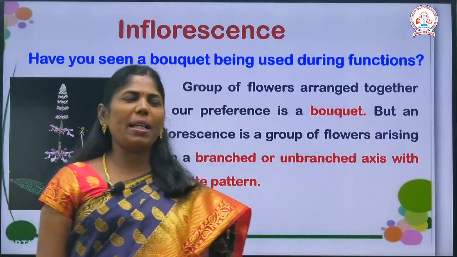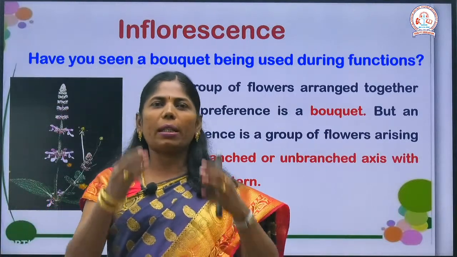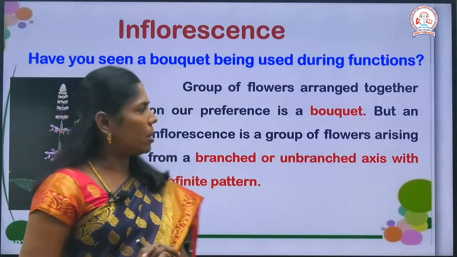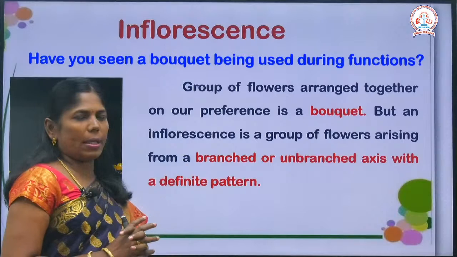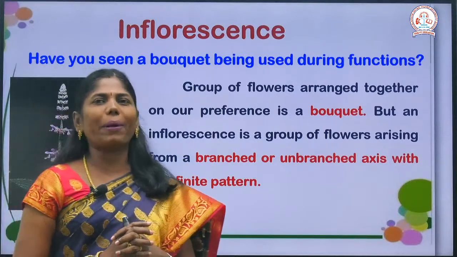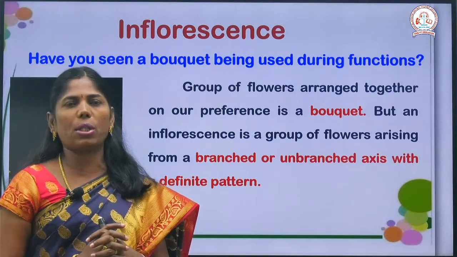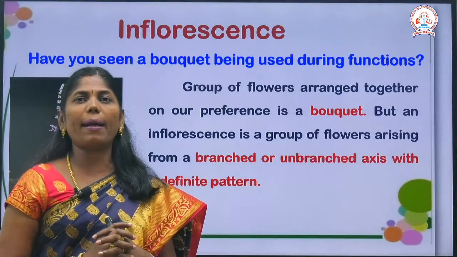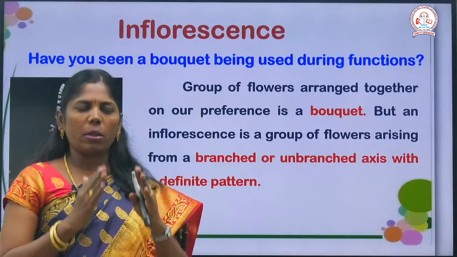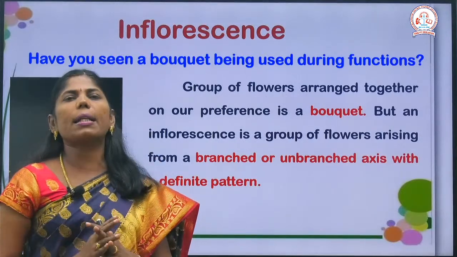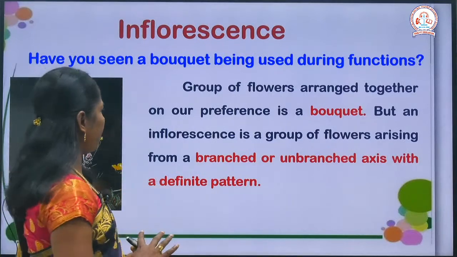Inflorescence means a group of flowers arranged on the main axis. That is considered an inflorescence. We can see a number of flowers. The inflorescence may be branched or unbranched. The main axis is called the raceme. That is the peduncle. Each raceme is arranged from the main axis, which is called the peduncle.